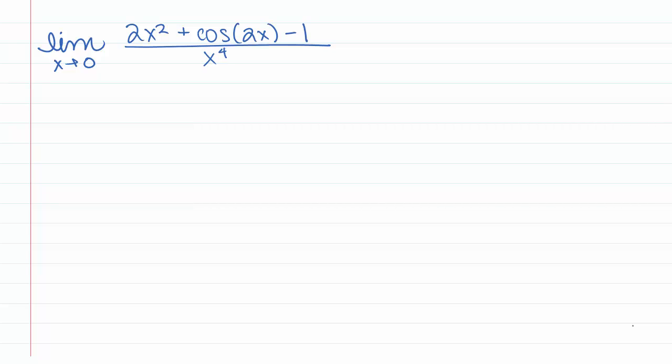We're going to see how Taylor series can help us solve some problems that we've seen previously that might have been more difficult to solve. Let's start by looking at the limit as x goes to 0 of (2x squared plus cosine of 2x minus 1) over x to the fourth.